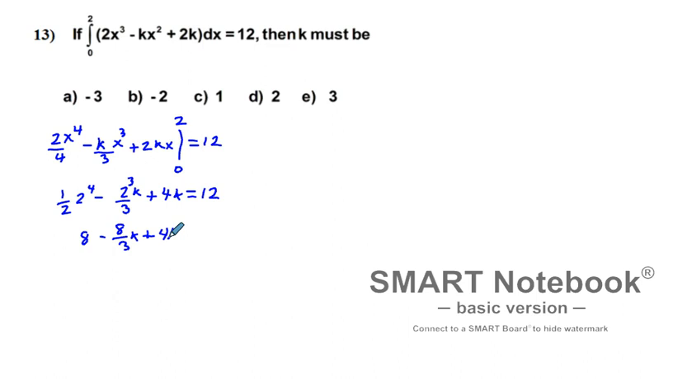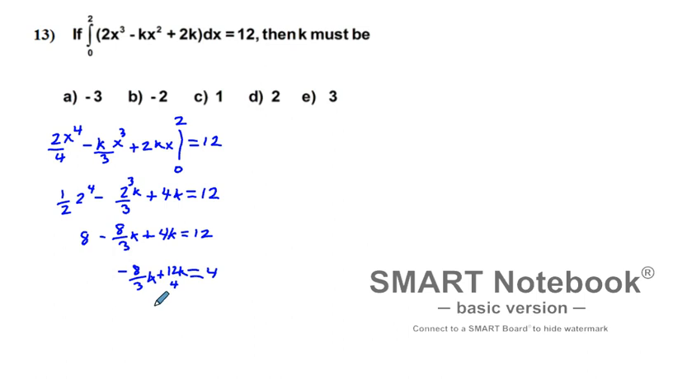There we go. And then, so on the right, we're going to have 4 after subtracting 8. And on the left, we're going to have negative 8/3 k. And then 4k is going to be the same as 12/4. Okay, why did I do that? To get a common denominator.